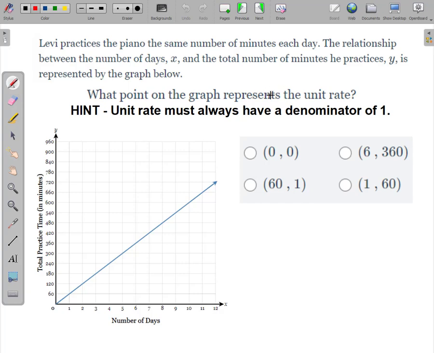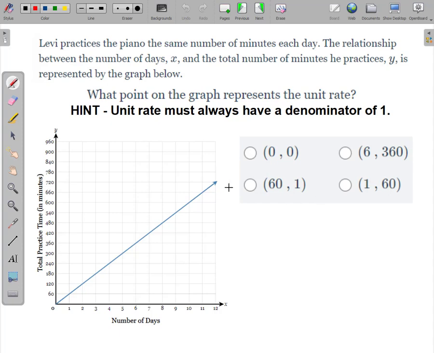Levi practices the piano the same number of minutes each day. The relationship between the number of days, x, and the total number of minutes he practices, y, is represented by the graph below. What point on the graph represents a unit rate? Hint, unit rate must always have a denominator of 1.